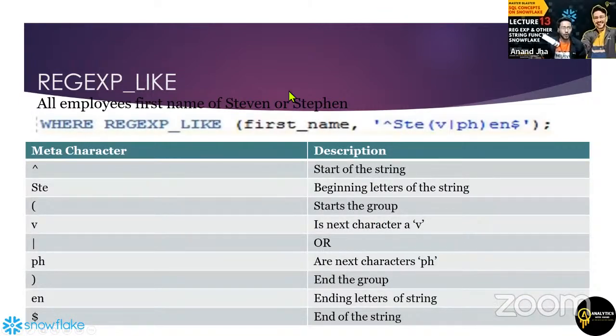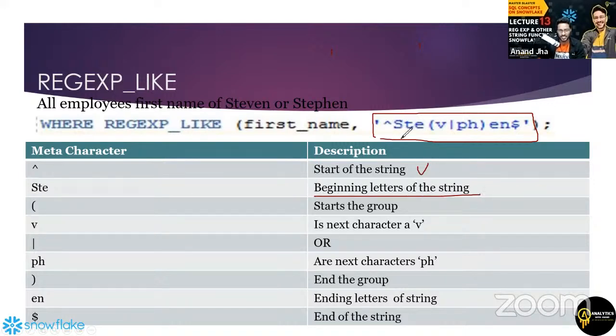So, all employees with first name Stephen or Steven, this we have seen. Now the metacharacter, start of the string. Guys, I have told you I will explain every word by word, letter by letter. That's what I'm doing here, right? Explanation of everything. Any regular expression starts with a single quote. This is the start of the string. I want to start the string with S.